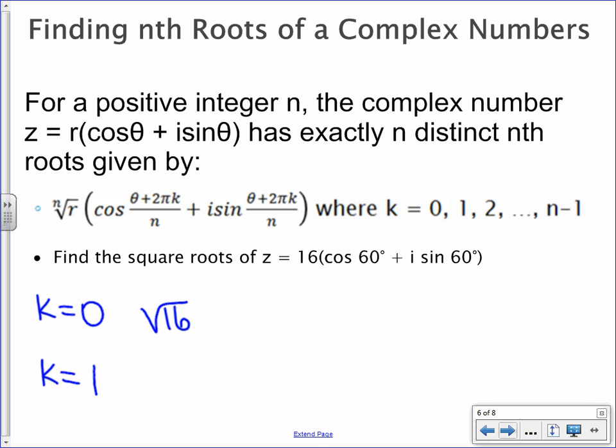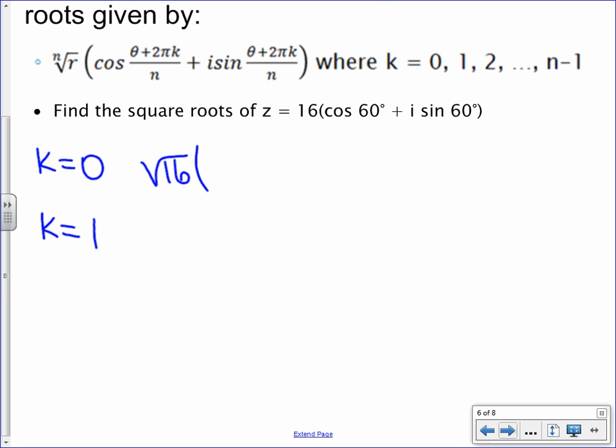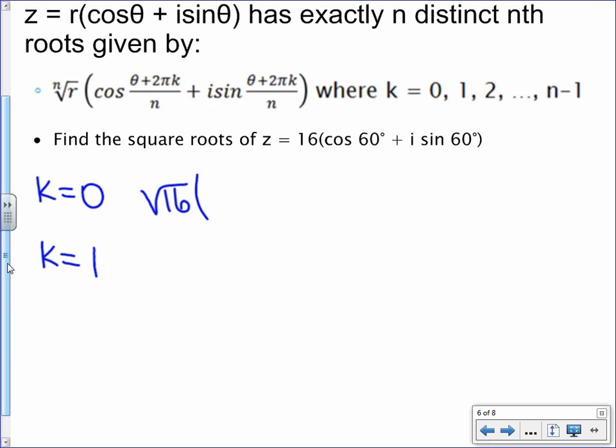So we've taken the square root of 16, right? So now what we need is theta plus 2 pi k over n. If you're in degrees, 2 pi is 360, right? So we have the cosine of our theta, which is 60 degrees, plus 2 pi k. Well, if k is 0, that's going to be 0 over n, which is 2, because we're finding the square roots.